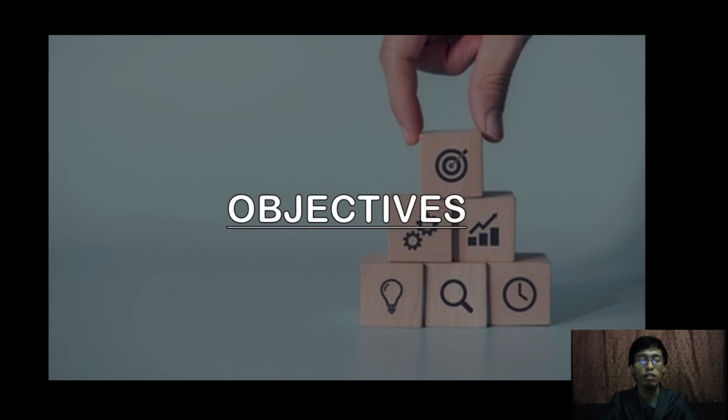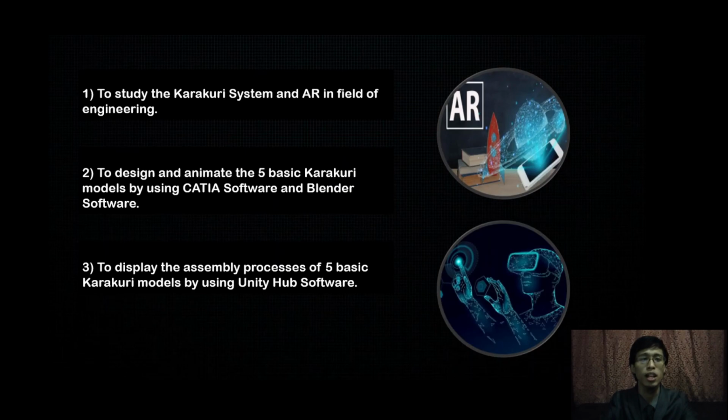Now the objective of this project. The first one is to study the Karakuri system and AR in the field of engineering. The second is to design and animate the 5 basic Karakuri models by using CATIA software and Blender software. And the last one is to display the assembly process of the 5 basic Karakuri models by using Unity Hub software.